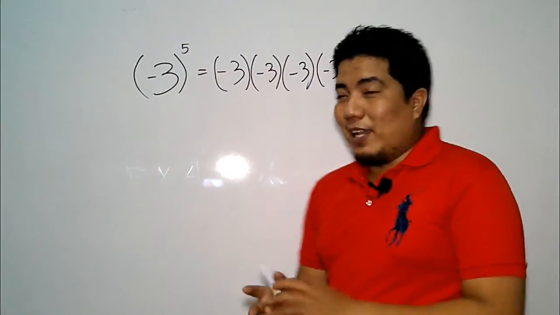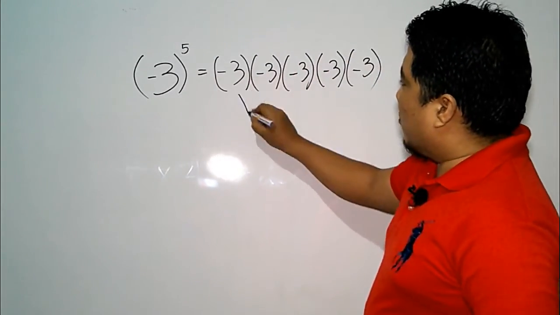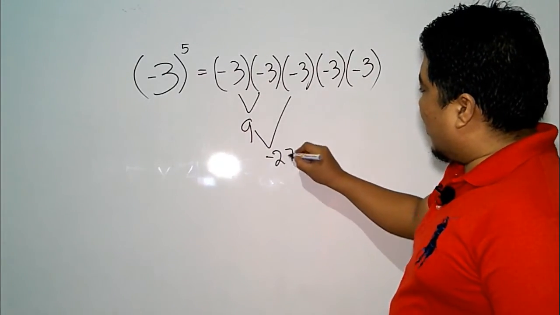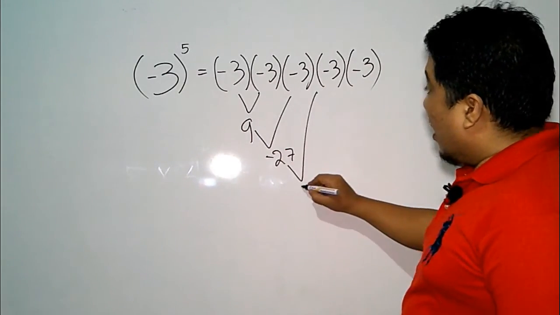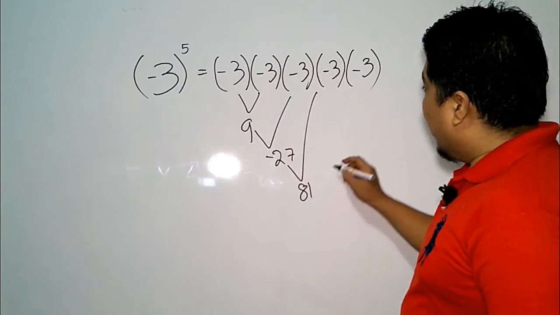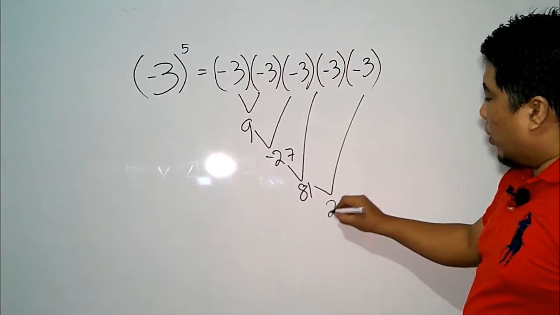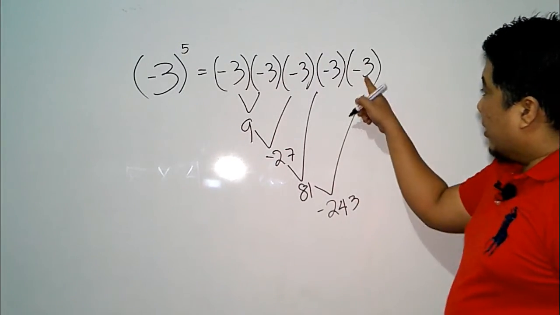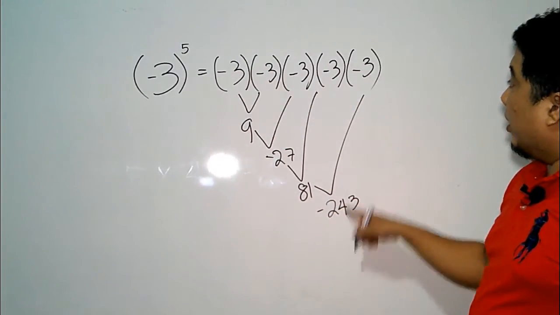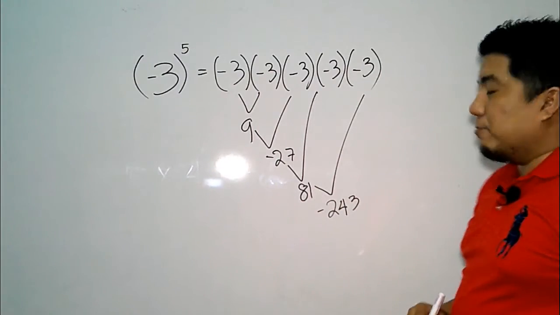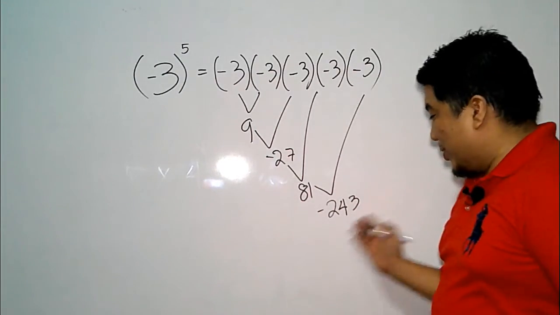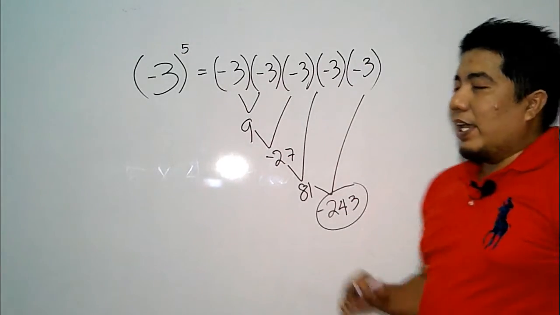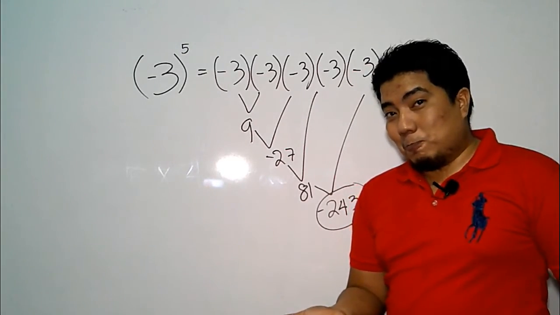So, for example, we go to this one, we have positive 9. We have here negative 27. We have here positive 81. And we have here 243. That is negative. Because 3 times 8, that is 24. 3 times 1, that is 3. Okay? Using the mental mathematics. Okay. So, our final answer is a negative value.